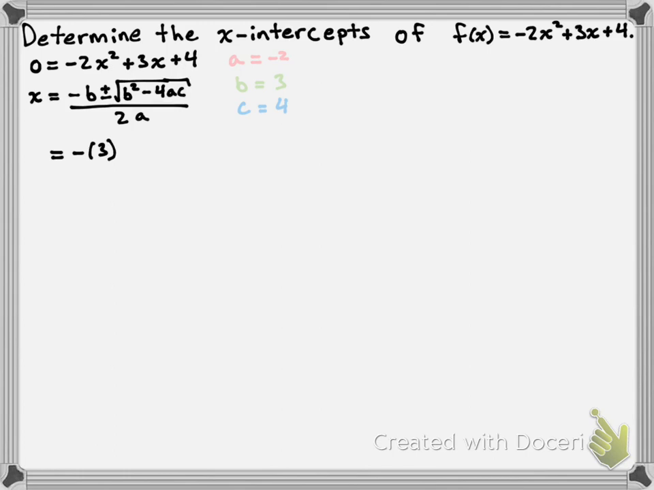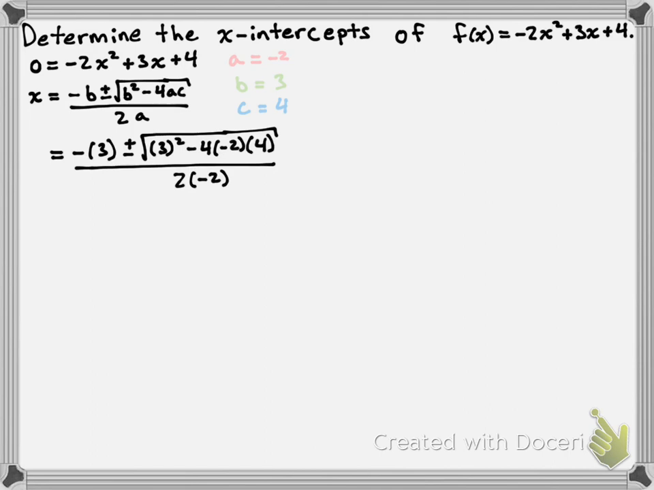So the negative of 3 plus or minus the square root of our b value squared, so that'd be 3 squared, minus 4 times our a value, which is negative 2, times our c value, which is positive 4, divided by 2 times our a value, which is negative 2. So now we just have to simplify this.